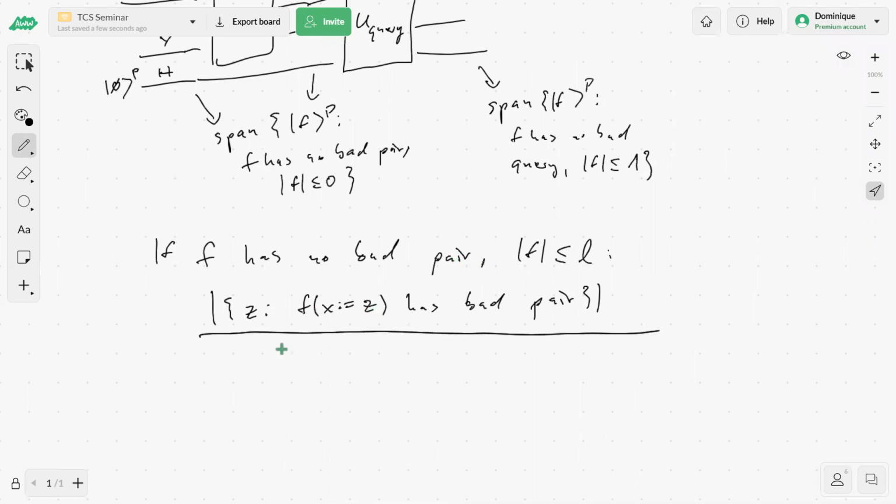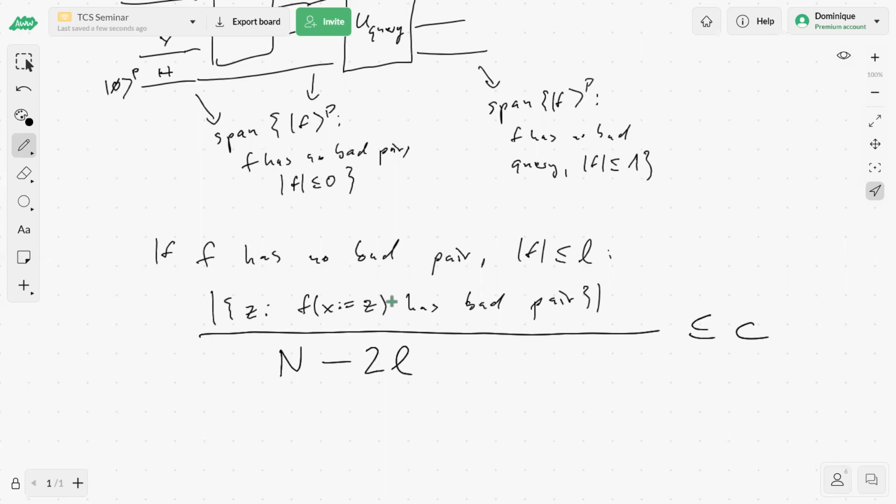And this divided by n minus 2L. So that minus 2L is new because of the permutation case, but L is much smaller than N, so it doesn't make much difference. And we want that this is smaller than C. So how many Z's can make something into a bad pair?